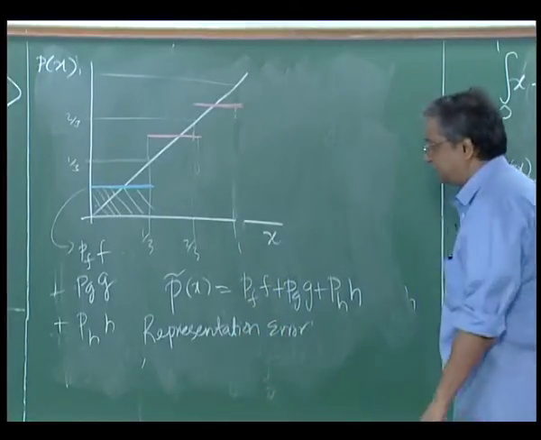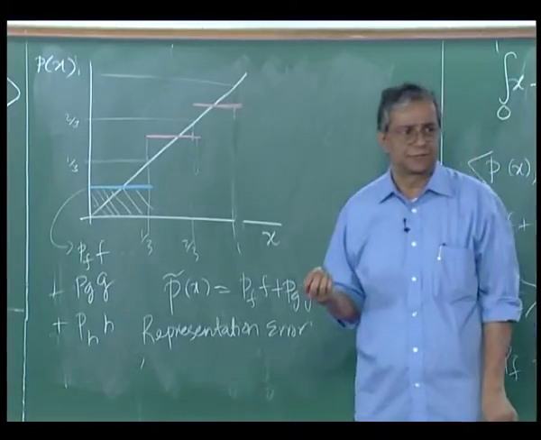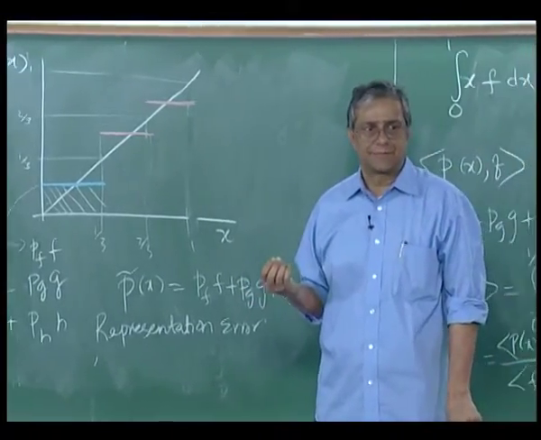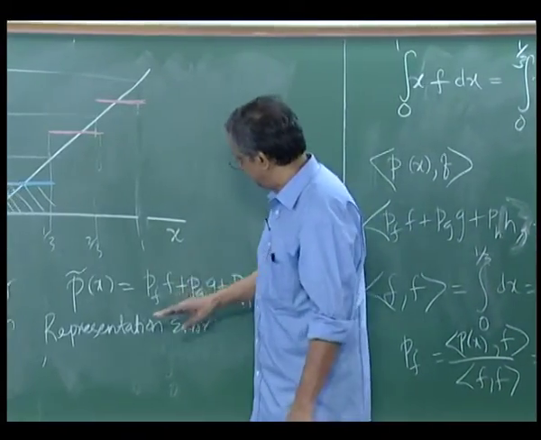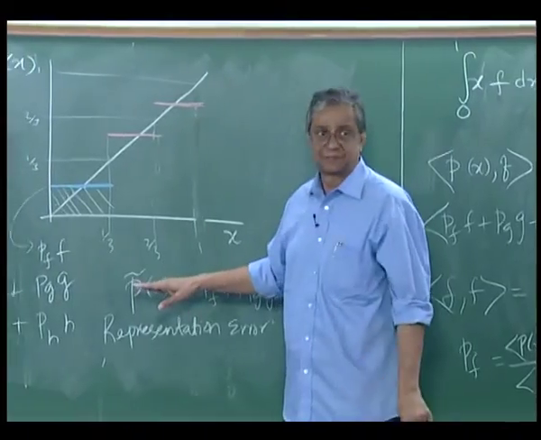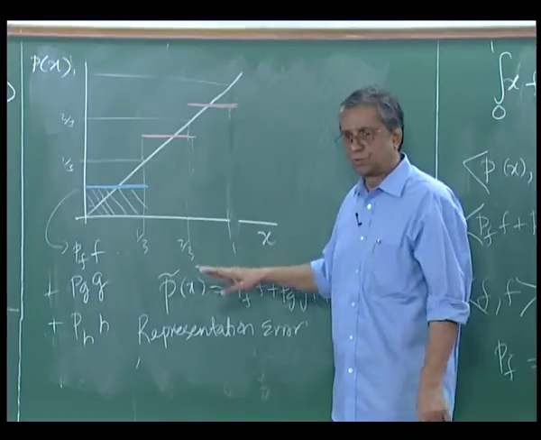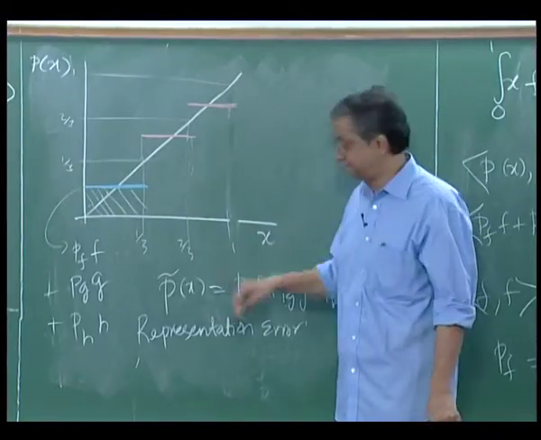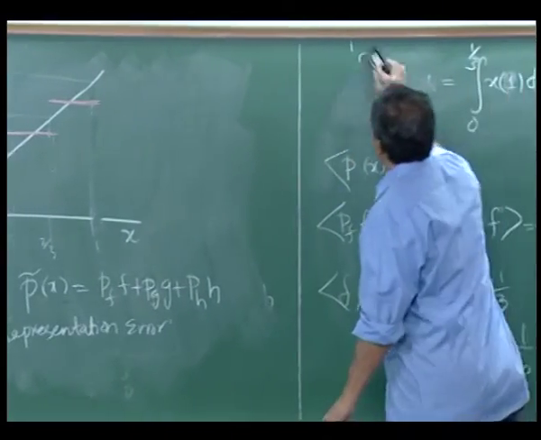And the representation error, we have to now figure out how to quantify it. So having found a way by which we can find a representation, and having discovered that there is an error in the representation, we want to now quantify that representation error. So how can we do this? Suggestions?